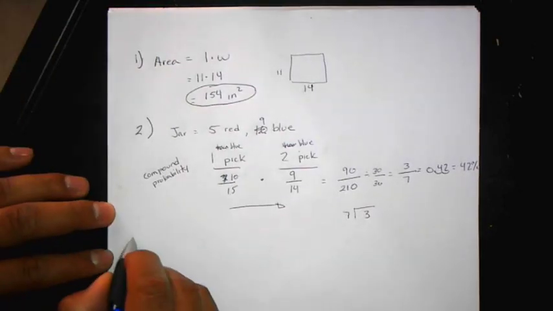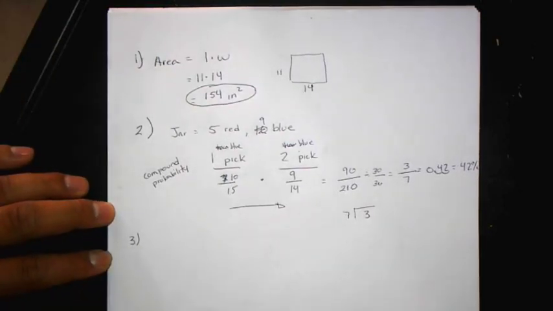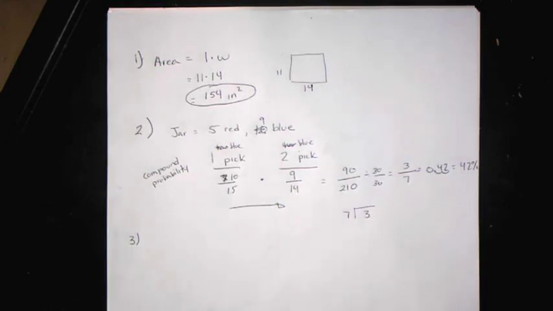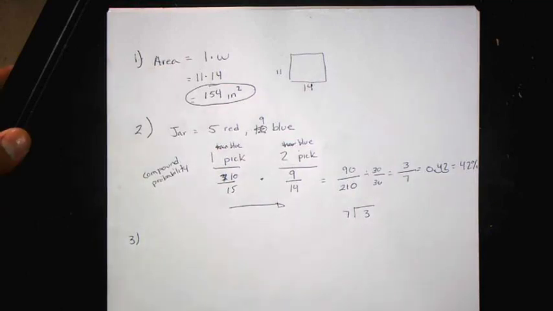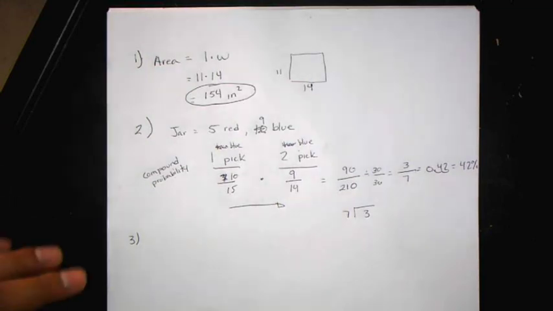Moving on to problem number 3. Okay, problem number 3 asks, a small rectangle has a width of 3 centimeters. A large rectangle has an area of 210 squared centimeters and a width of 15 centimeters. If the two rectangles are similar, what is the area of the small rectangle?